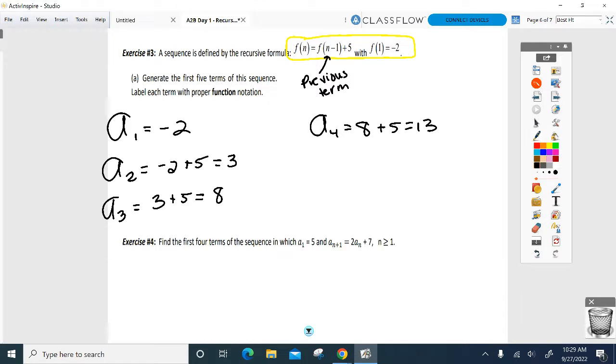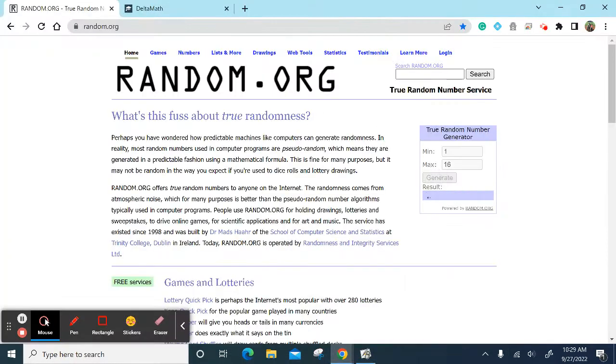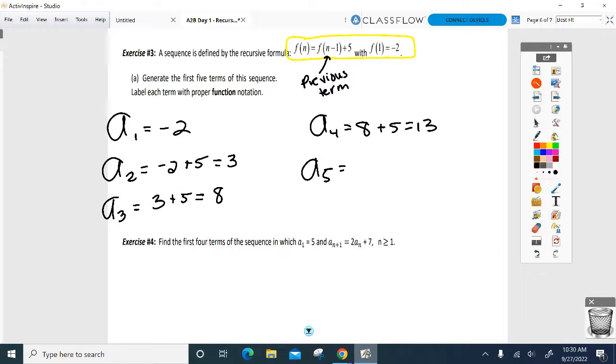Once you figure out by looking at the formula what the pattern is, you're good. And then finally, the last term, the 5th term. How do I find that one? How do I find this 5th term?